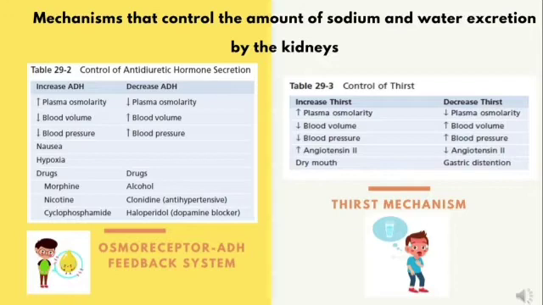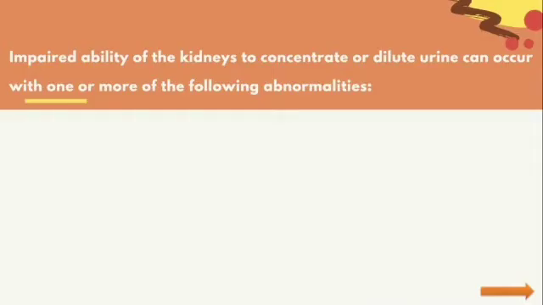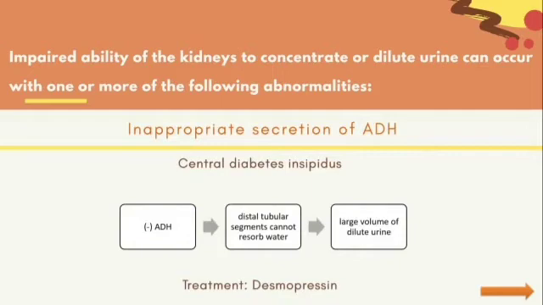Before we proceed to the thirst mechanism, let us first learn the disorders that may occur in impaired ADH secretion, which could be associated with the ability of the kidneys to dilute and concentrate urine. Let us discuss the following abnormalities which can lead to the impaired ability of the kidneys to concentrate or dilute urine. So first is the inappropriate secretion of ADH. Too much or too little ADH secretion results in abnormal water excretion by the kidneys. Head injuries, infections, or congenital conditions can cause the inability of the posterior pituitary to release ADH.